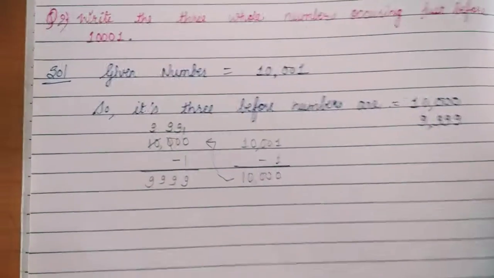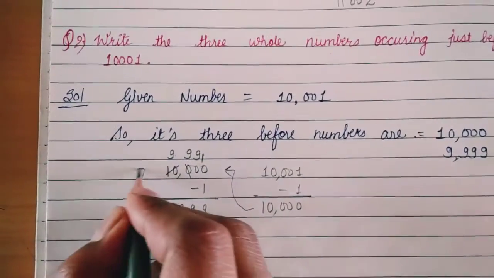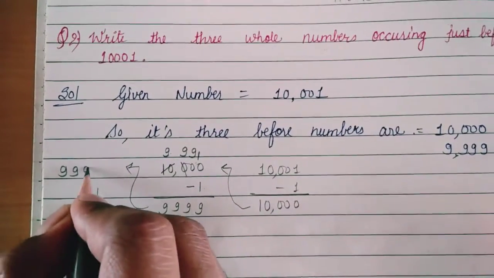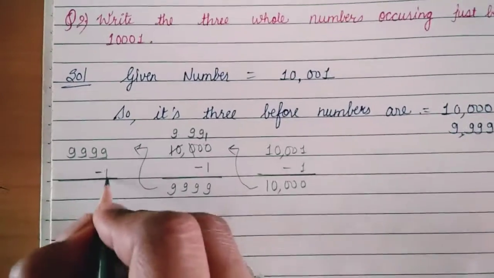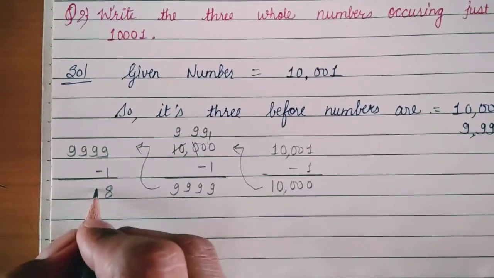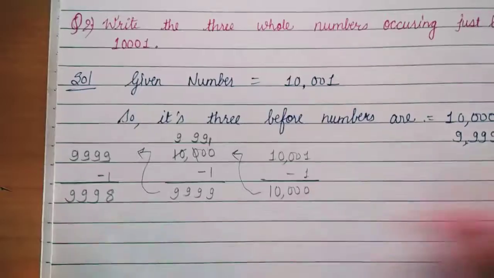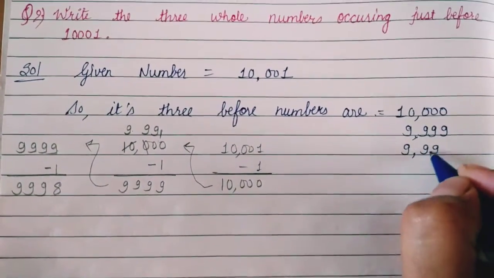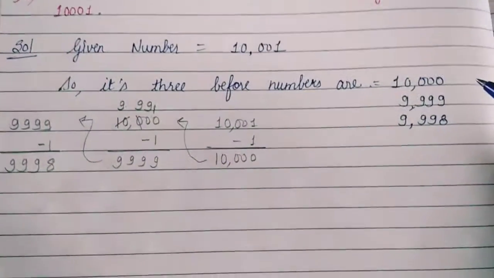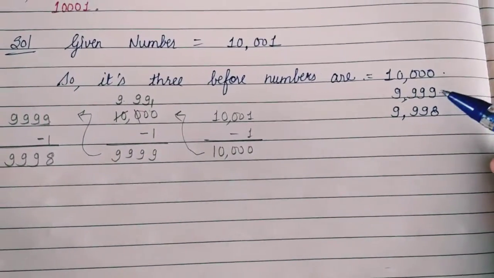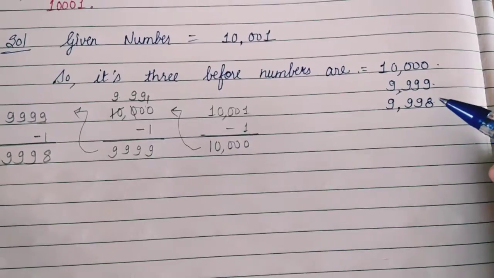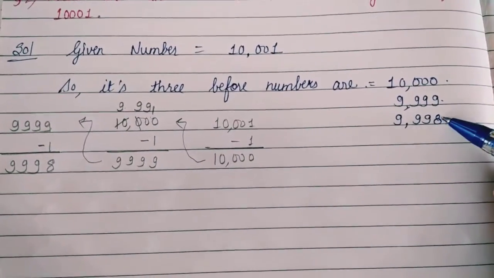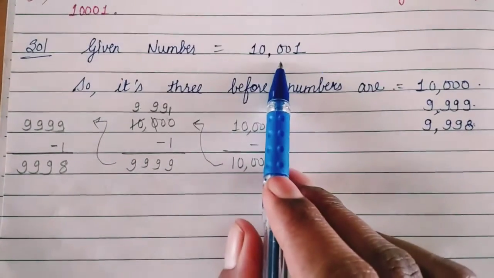For one more number, we subtract 1 from 9,999. So 9 minus 1 is 8, and this 999 comes as it is. So we have 9,998. So 10,000, 9,999, 9,998 are the numbers that come just before 10,001.